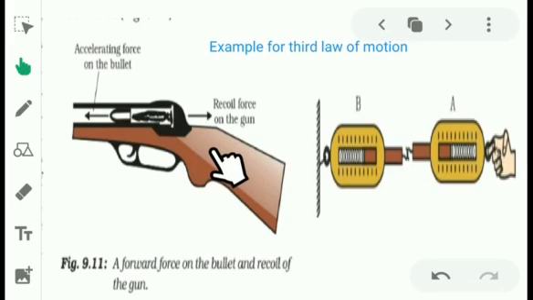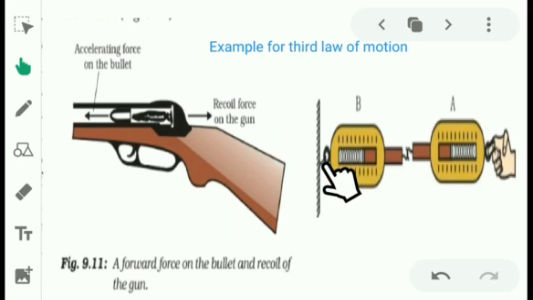When the gun fires, you know that the gun moves backward. That is the recoil of the gun. That is the reaction due to the accelerating force of the bullet. The accelerating force of the bullet is the action. Two more examples for the third law of motion.